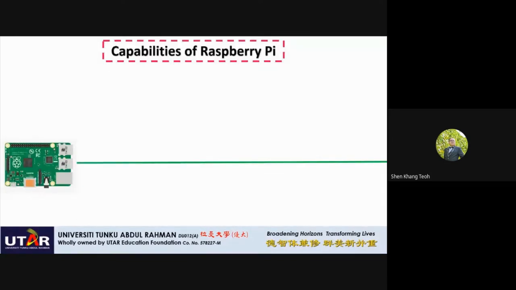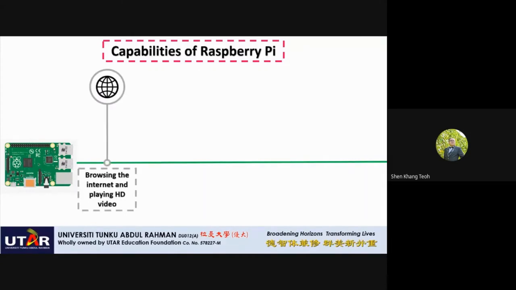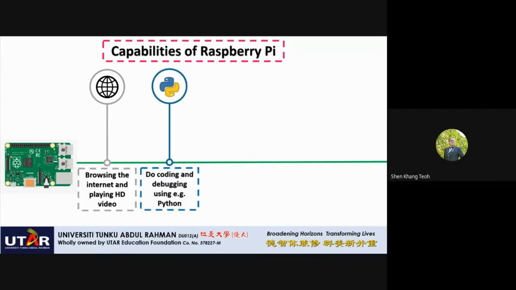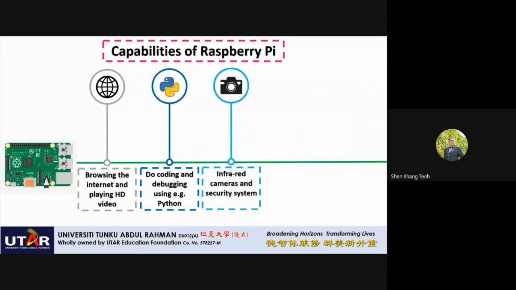So moving on, let's look at the capabilities of the Raspberry Pi that you can actually harness. First of all, it enables you to browse the internet and watch high definition video on the same device. Apart from that, you can also do coding and debugging using the Python programming language to design your favorite applications. It also has add-on capability like infrared camera and security, which can be built keeping Raspberry Pi as a core hardware. With that, sensing technology can also be built around Raspberry Pi as it has easy and straightforward sensor interfacing libraries. Last but not least, it has a huge set of games which can be played on Raspberry Pi.